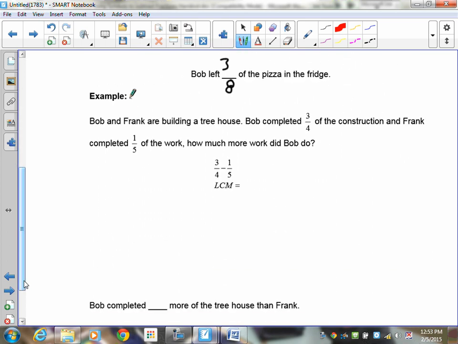Bob and Frank are now building a treehouse. Bob completes 3/4 of the construction and Frank completed 1/5 of the work. How much more work did Bob do? So it's going to be 3/4 take away 1/5. Our lowest common denominator or multiple is going to be 4 times 5. We always get it by multiplying.